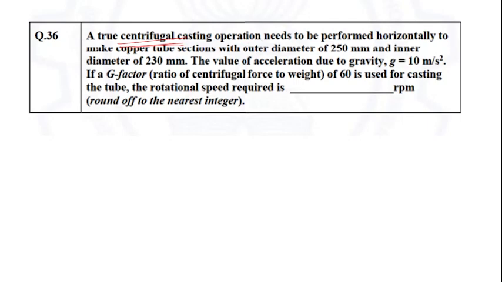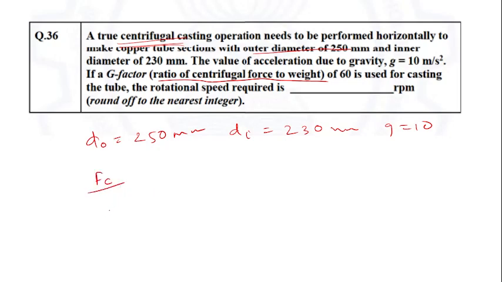Centrifugal casting needs to be performed horizontally to make a copper tube section with an outer diameter of 250 mm. So D outer is 250 mm and D inner is given as 230 mm. G is 10. What is the G factor? We don't know the G factor; they made this term on their own. It is the ratio of centrifugal force to weight, Fc divided by W, which they are calling the G factor. Then the rotational speed required, which is 60, is used for casting the tube. What do we know? Omega. Ma'am, is the answer 675?